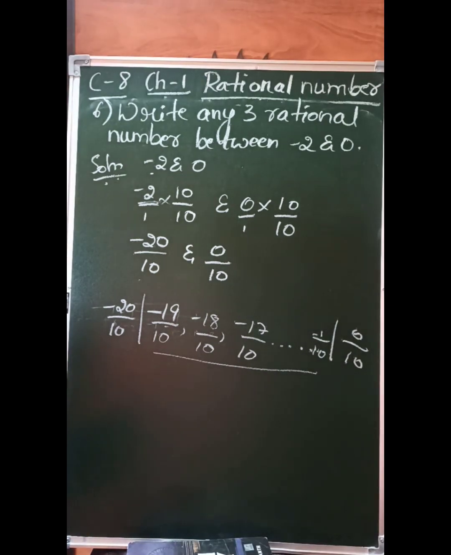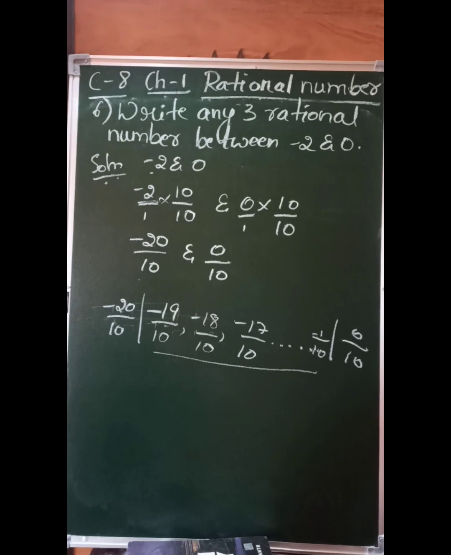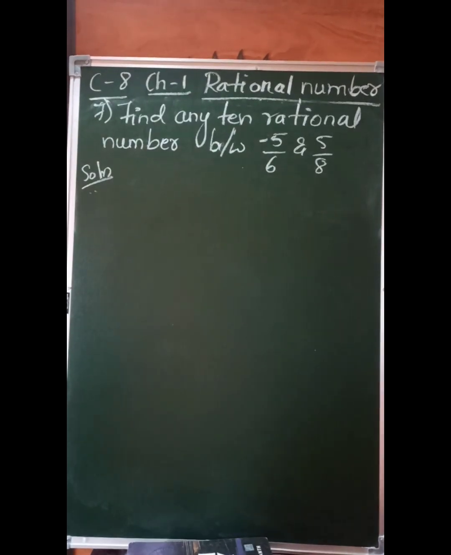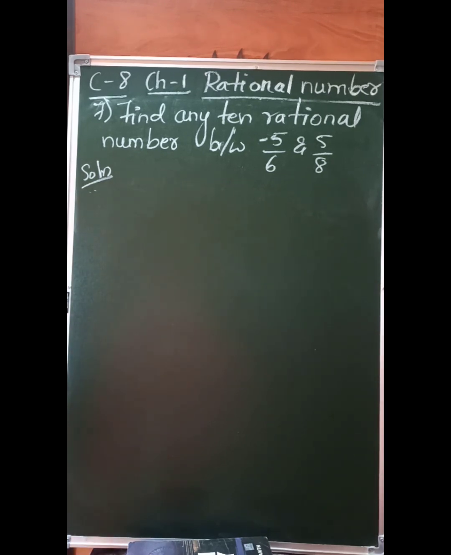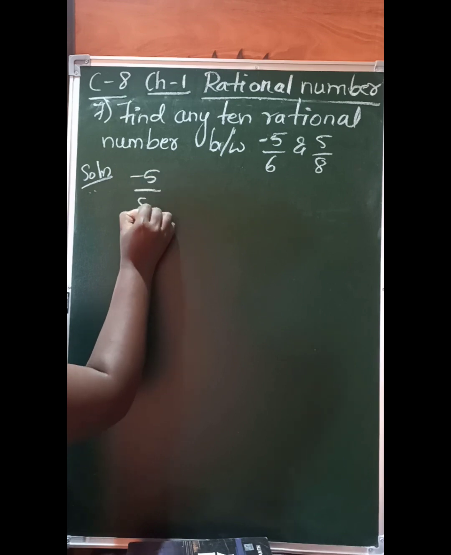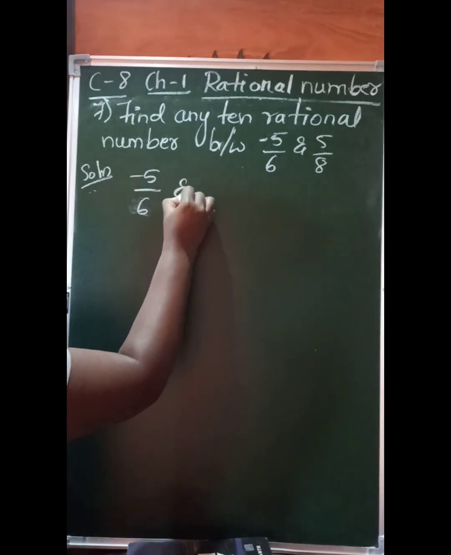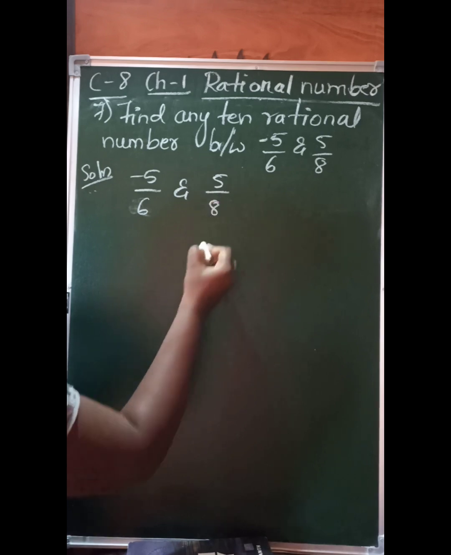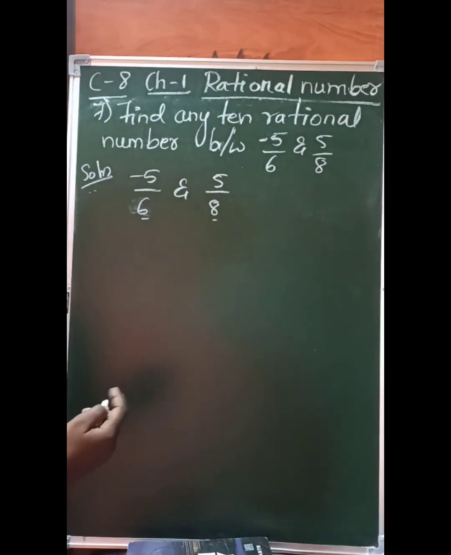Now let's move on to the next problem. The next problem is: find any 10 rational numbers between minus 5 by 6 and plus 5 by 8. Now consider the given problem: minus 5 by 6 and 5 by 8. Now see the denominator. When we are finding the rational numbers between any two numbers, the denominators should be the same. So the first thing we have to do is make the denominators the same.